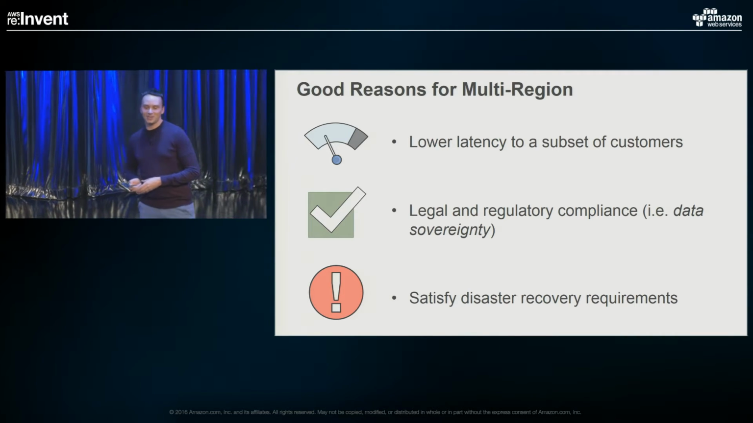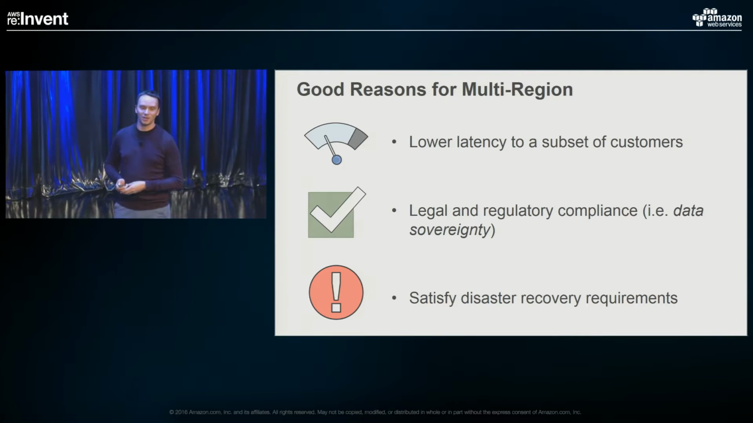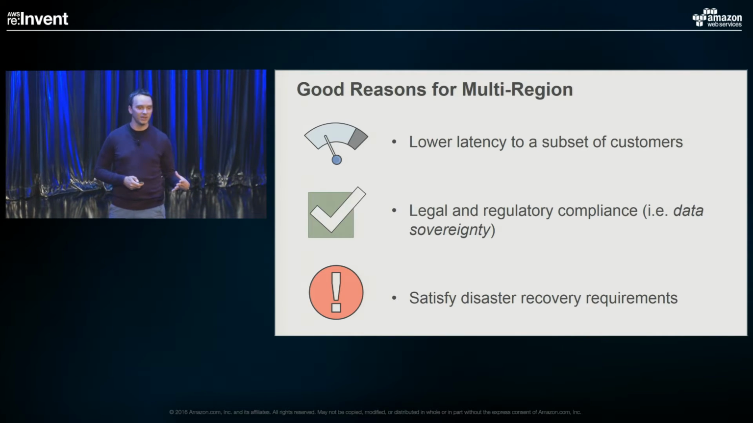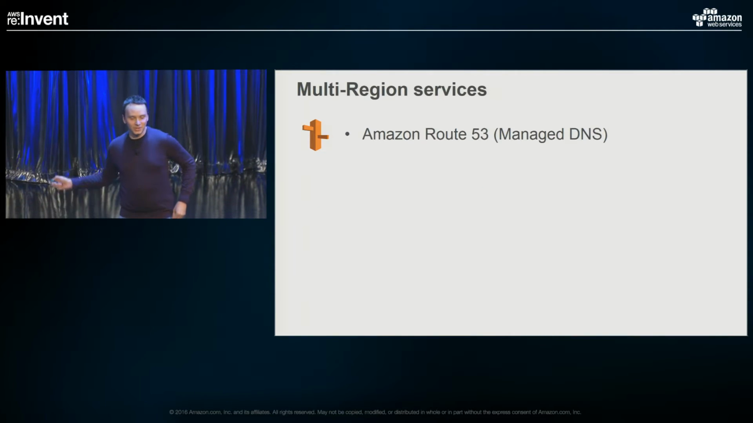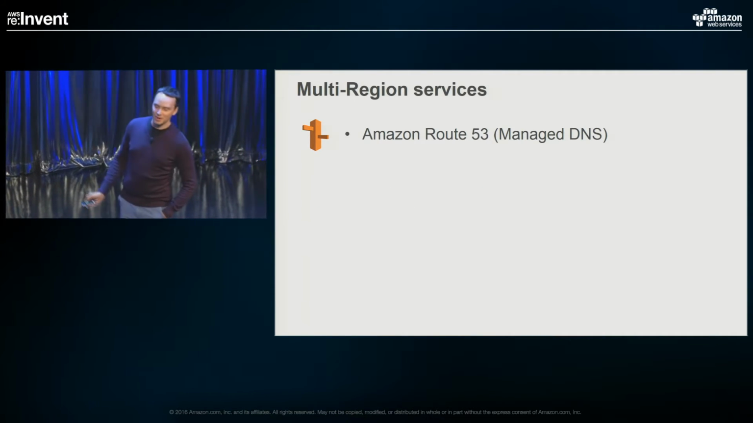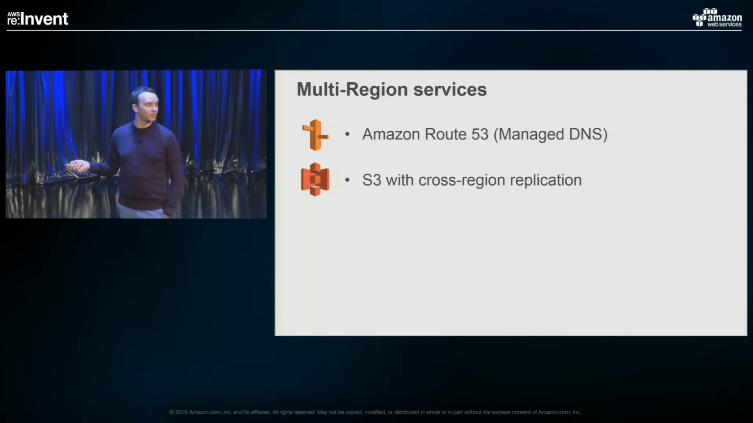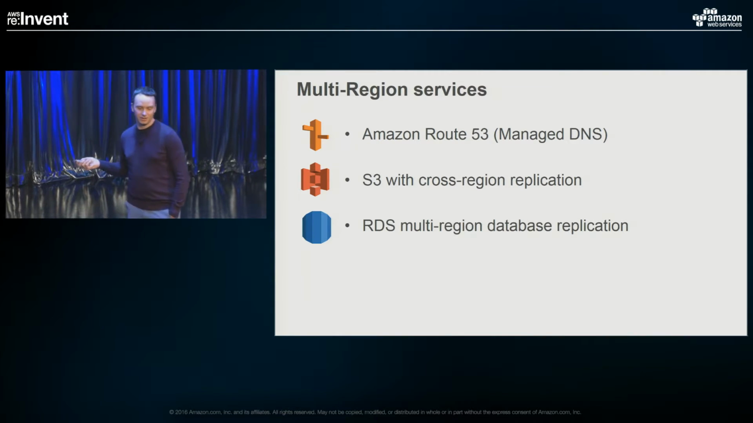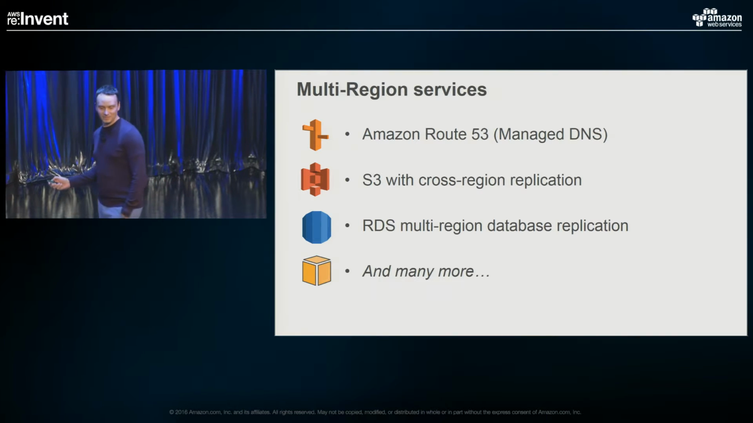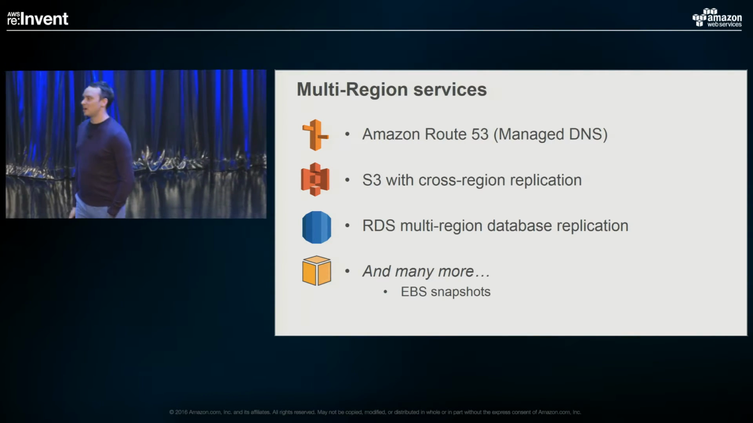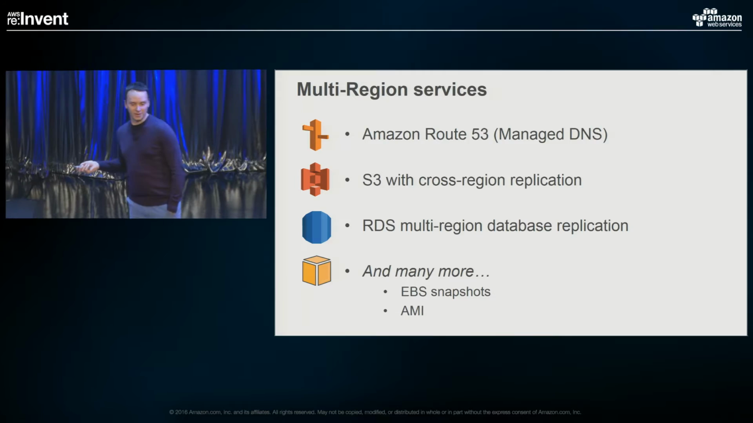So I want to talk about some existing multi-region services that help you move from existing single region to multi-region. This includes services like Route 53 for managed DNS, S3 using cross-region replication, RDS with multi-region database replication as well, and more, such as EBS snapshot replication and AMI replication.